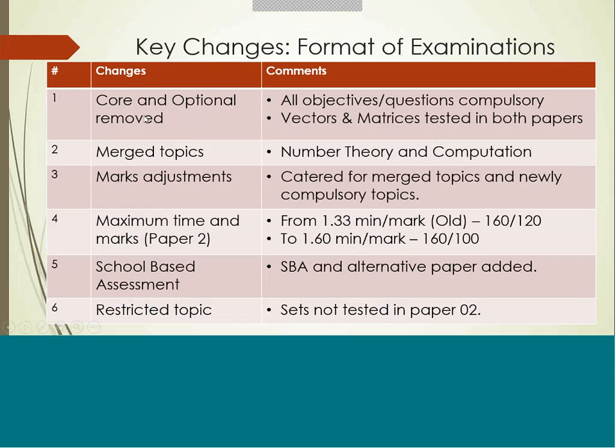Among the changes, we can speak about the core and optional objectives having been removed. You may not find that anymore, as all objectives are now compulsory. Some topics have merged, and the marks have been adjusted accordingly. We can talk about the maximum time for marks. We see that the students effectively will be given a bit more time on the exam, in particular paper 2, if you look at it as a number of minutes per mark. The SBA is one of the major changes to the syllabus, and I know that's what all of us are here to hear about.